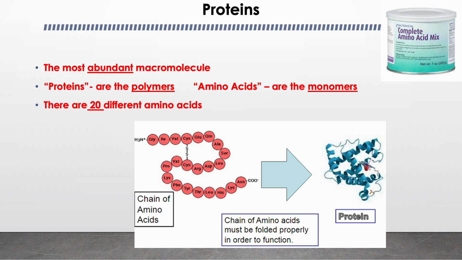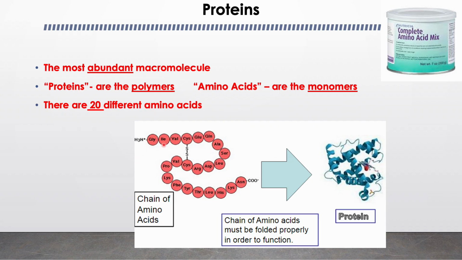Proteins are the most abundant macromolecule. Remember, your proteins are polymers that are made up of monomers, which are the amino acids. There are a total of 20 different amino acids. The 20 different amino acids can arrange themselves in a different order, and then once that chain of amino acids is made, it can fold itself in different structures, which is going to give it a different function.